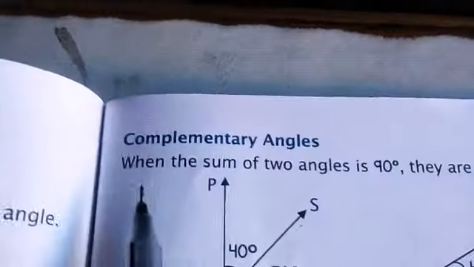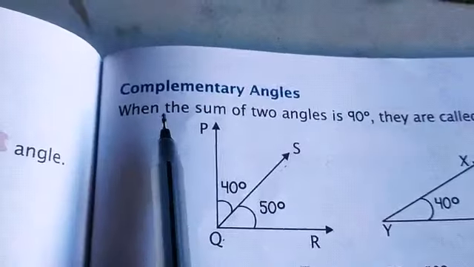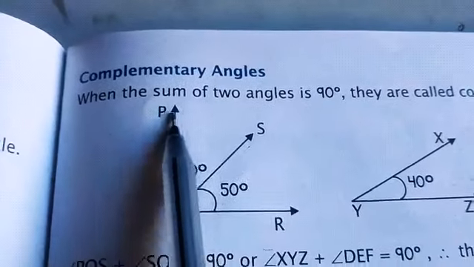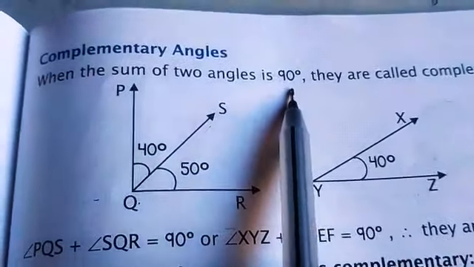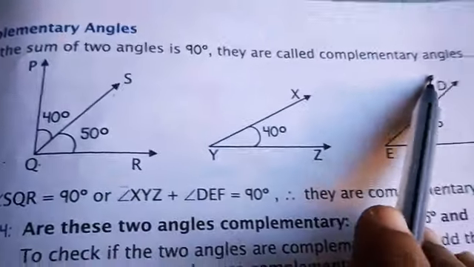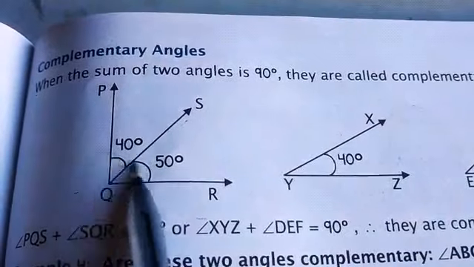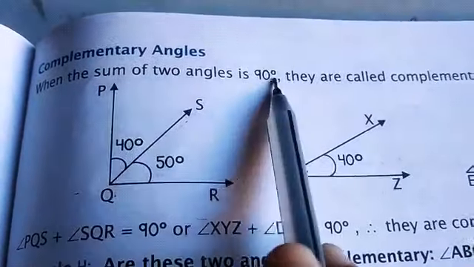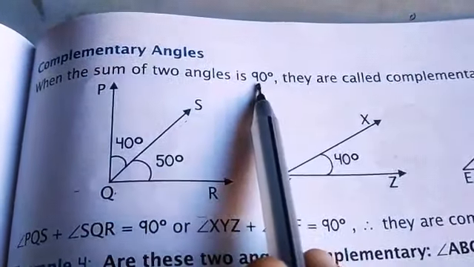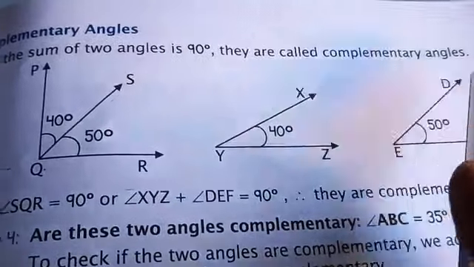Now we are going for the complementary angle. So what are complementary angles? When the sum of two angles is 90, then they are called complementary angles. So when we add two angles and we get 90, then it is called a complementary angle.